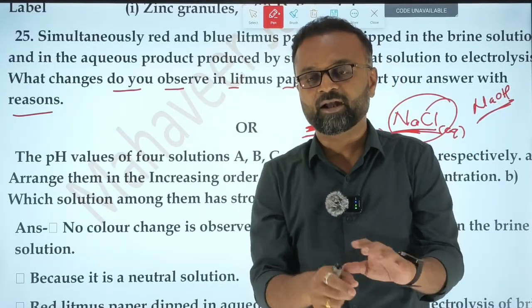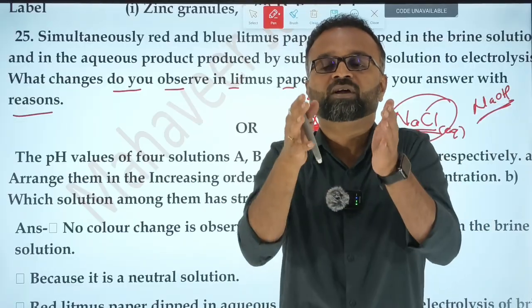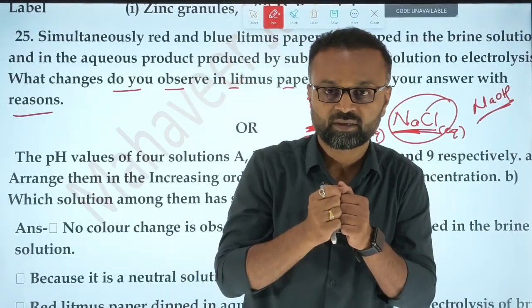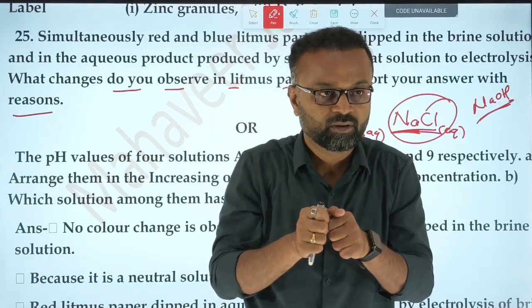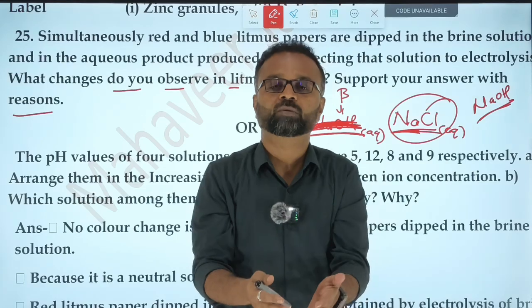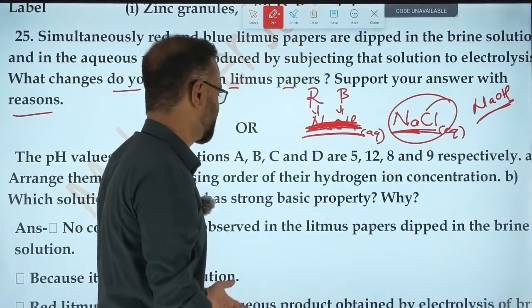But on passing the electric current, it will react with the water to form the compound called sodium hydroxide. Sodium hydroxide is what? It's a base. Then what will happen to the litmus paper? Red litmus paper will change into blue in color. Blue litmus paper will remain the same. So you should explain that.